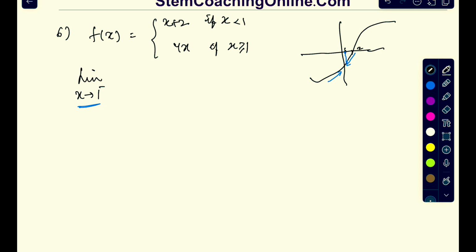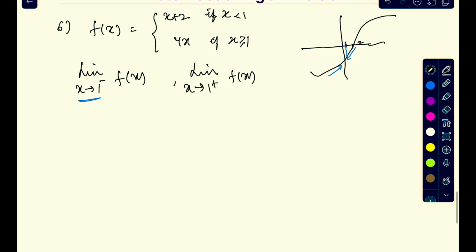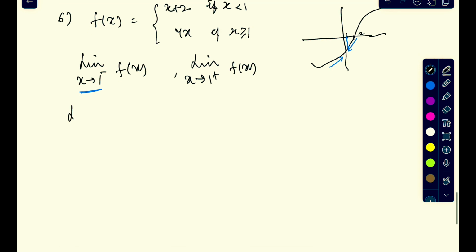We want to find the limit of this expression when x is approaching 1 from the left, and the limit of this expression when x is approaching 1 from the right, okay? So let's say, we call it the left hand limit because we are coming from the left hand side. Left hand limit: limit x approaching 1 minus of f(x).